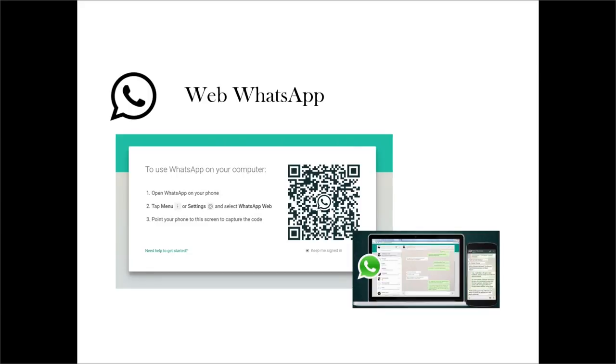All you have to do is type web.whatsapp.com in your browser, open the app in your phone, tap Settings, select WhatsApp Web, and point your phone to the code on the browser. And you have the option to stay signed in and show notifications for whenever someone messages you.